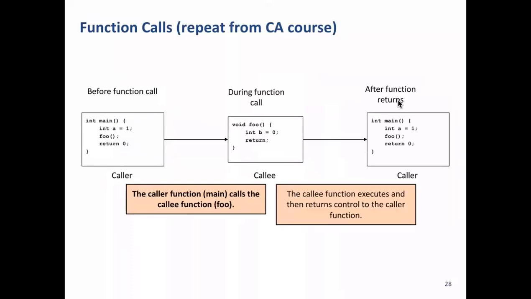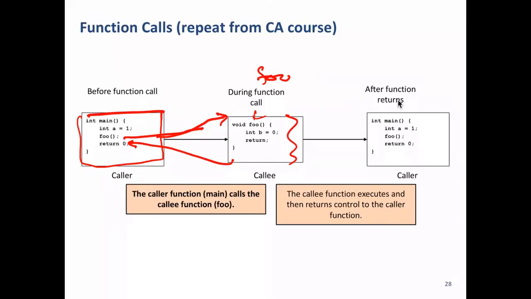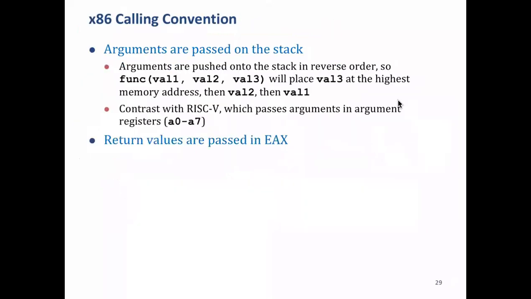This one we already know. This simply says that the program counter, which we call the instruction pointer in x86, is set to the first instruction of foo when a function call happens. The main function is the caller, and it calls the function foo. When foo's execution is over, control will come to the next instruction after foo in the main program. That's all it says. Simple.